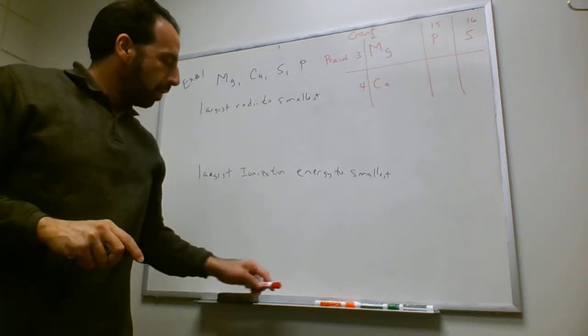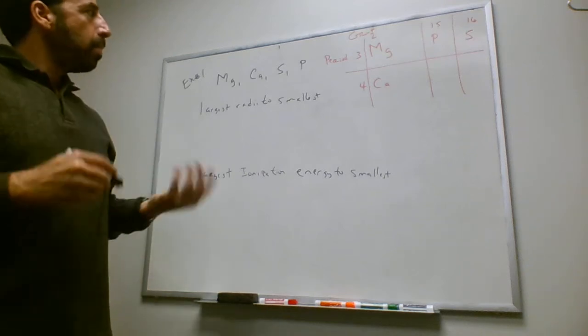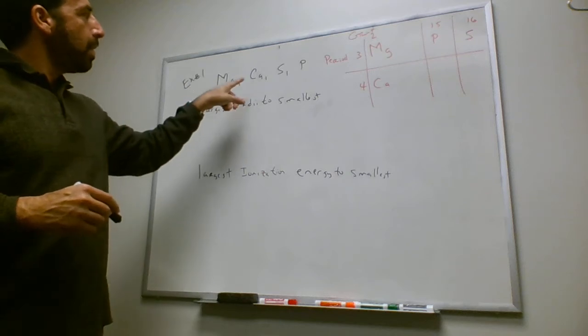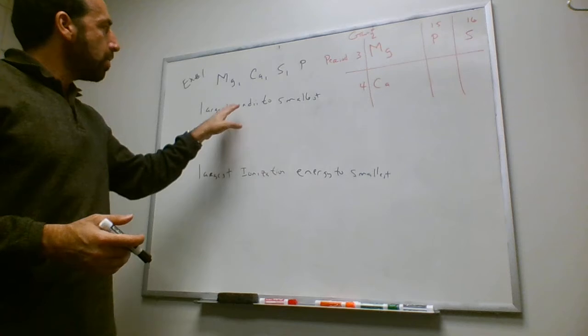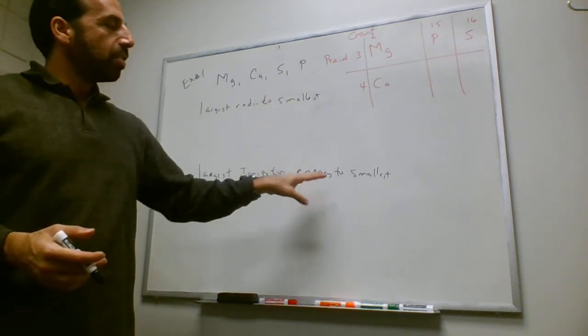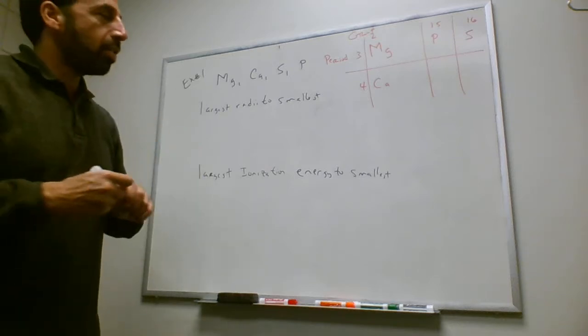So today let's take a look at some trends in the periodic table. A couple of things. Let's take a look at this one. It's example number one. It says magnesium, calcium, sulfur, and phosphorus. And I want to put them from largest radii to smallest, and then largest ionization energy to smallest also. This is where you have to know these trends.